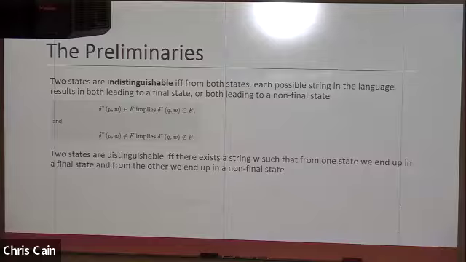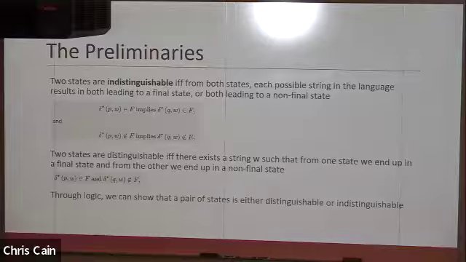There's the book version of indistinguishable. We'll say two states are distinguishable if and only if we can find a string W such that from one state we end up in a final state, and in the other we end up in a non-final state. The goal is to determine whether pairs of states are distinguishable or indistinguishable. One of these questions is easy. One of these questions is difficult. Which one is which? Is it easier to show distinguishability or indistinguishability?